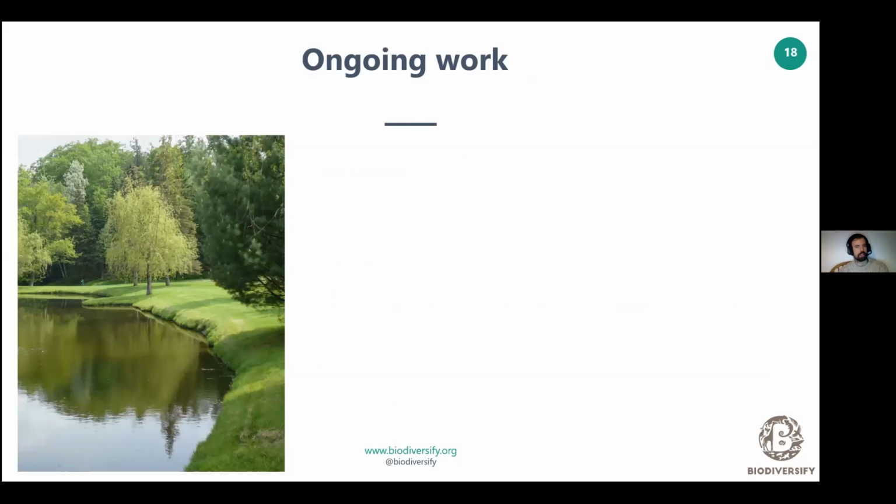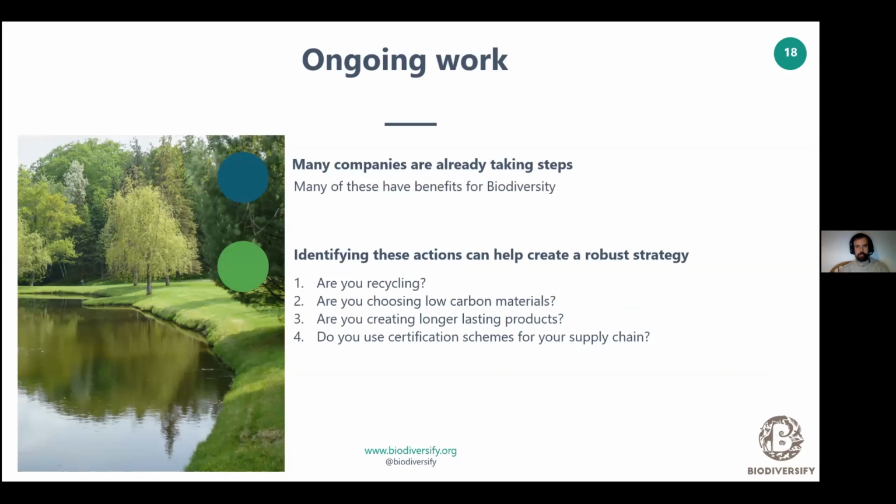The next box in the template is about ongoing work. Like I've already said, many companies are already doing things. You're already doing stuff as a benefit of biodiversity. You might as well get credit for it, and also build upon it. Identifying these actions also helps you develop a robust strategy, because you can create a strategy that weaves these things together and gives you a clear vision for how they connect to deliver something meaningful in the long term. I'll put a few examples here, but to be honest, this is a massive long list. This is a very innovative field.